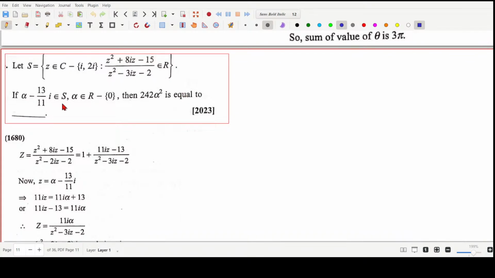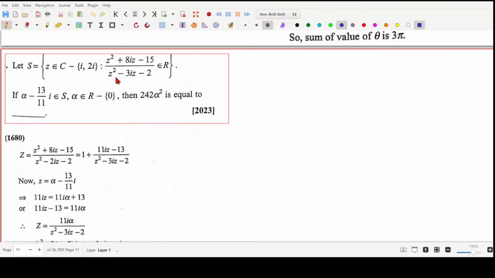If we substitute this one in this, we should get a real number. We will get some condition, and based on that condition we have to figure out what exactly alpha can be. Right, if you substitute this one here, that becomes a little lengthy, right?